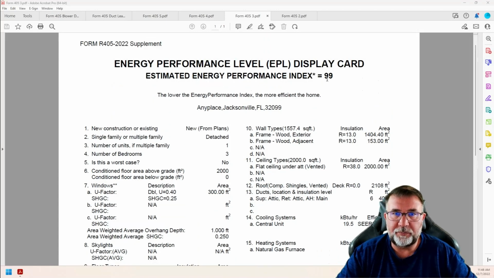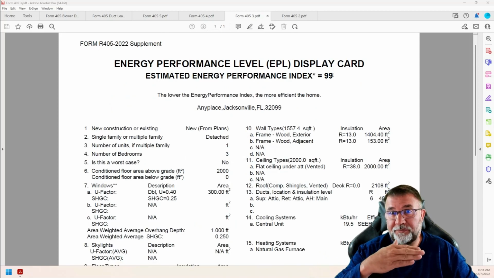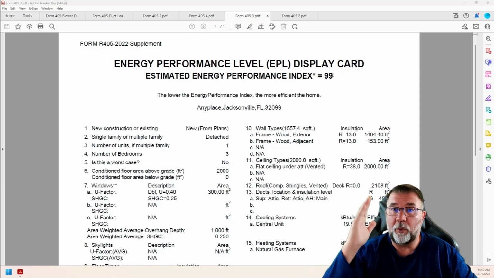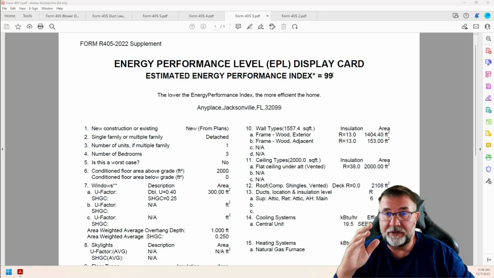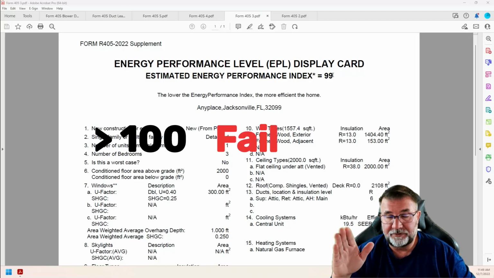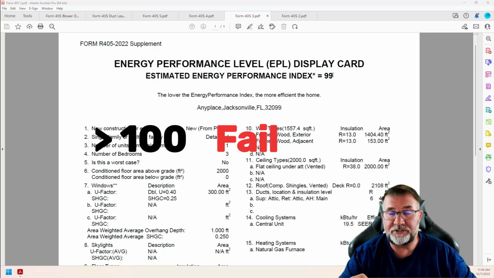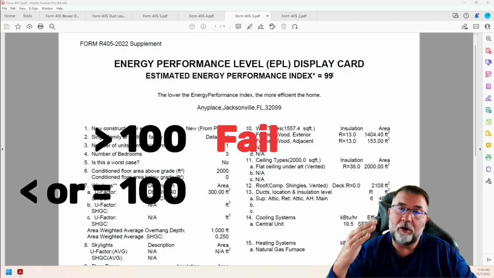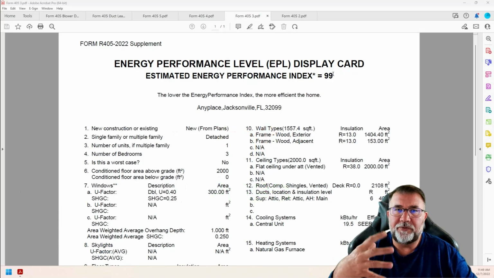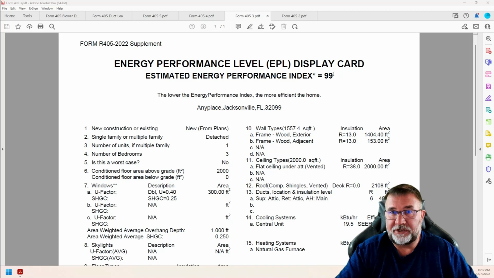Now, you'll notice up here there's a performance index. This value goes from 0, which is a house that uses no energy, all the way to 100. 100.01 or higher fails. The house is not energy efficient enough. Anything 100 or less, the house will pass the energy calculations. But if you're trying to reduce your energy consumption, you want this as low as possible.